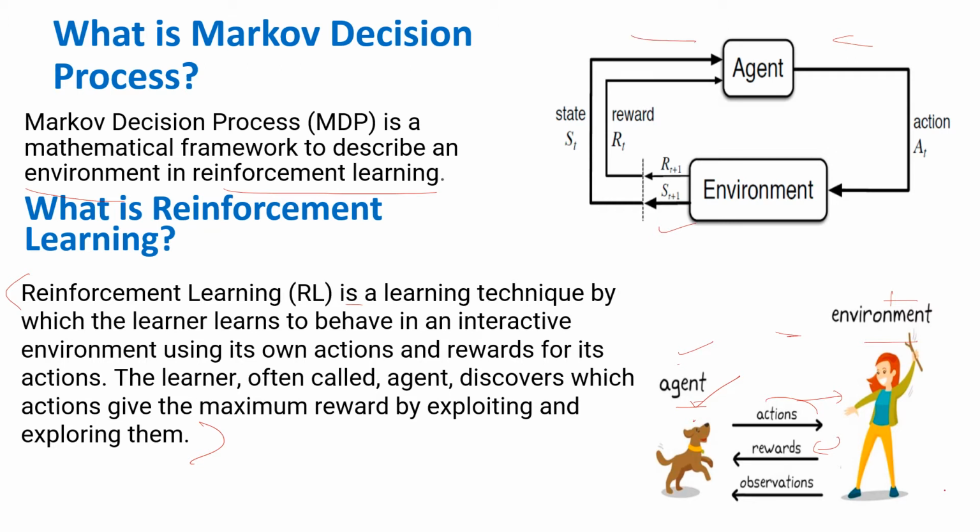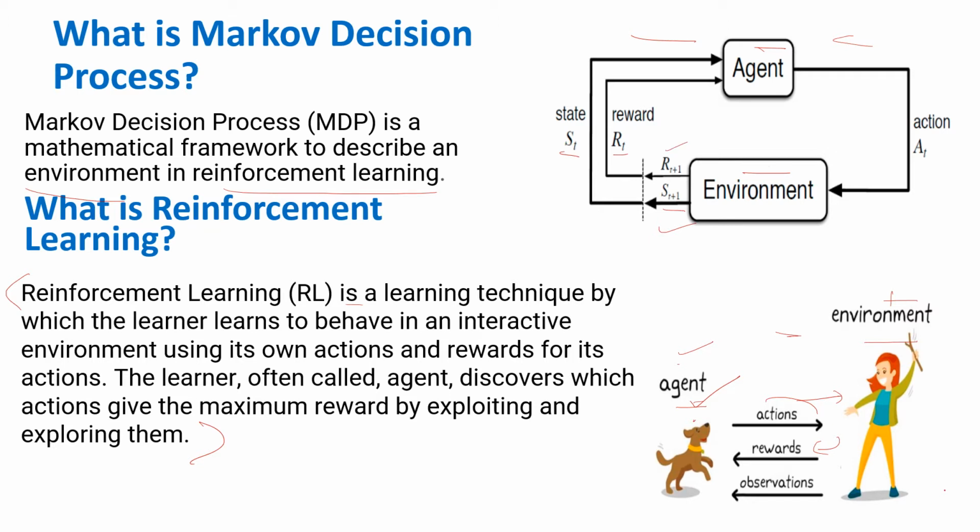Now we will understand this formal diagram. Here we see an agent, which was a dog earlier, and the environment, which was the girl earlier. This environment can be anything, such as a chessboard, or if the agent is trained for picking an object, then the place where the object is placed is going to be the environment. We see S_t, that is state, and a reward R_t, and we see S_(t+1), that is another state, and R_(t+1), another reward.